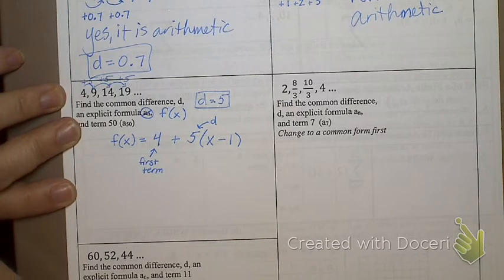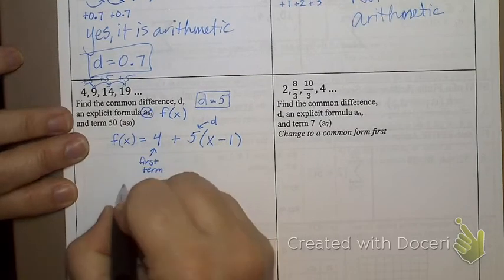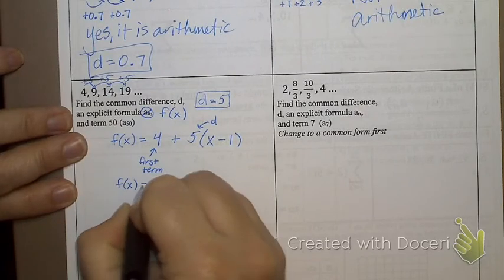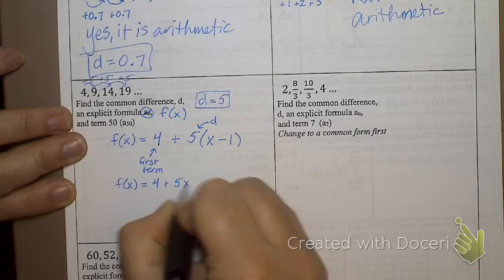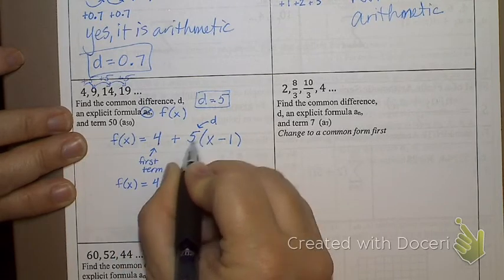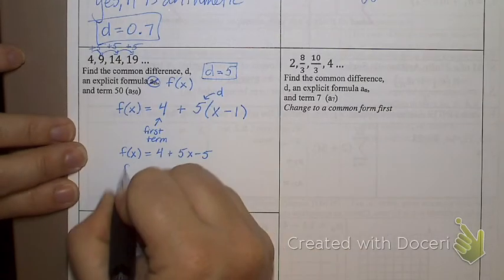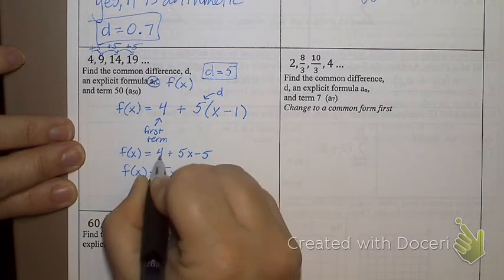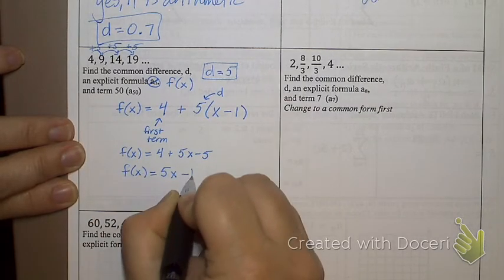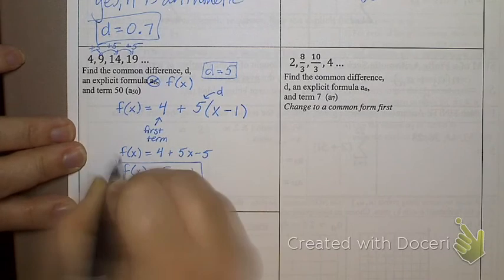Can I simplify this formula? I can do distributive property, can't I? F of x equals 4 plus 5x minus 5 if I distribute that 5. So in other words, f of x equals 5x minus 1. That would be my explicit formula.